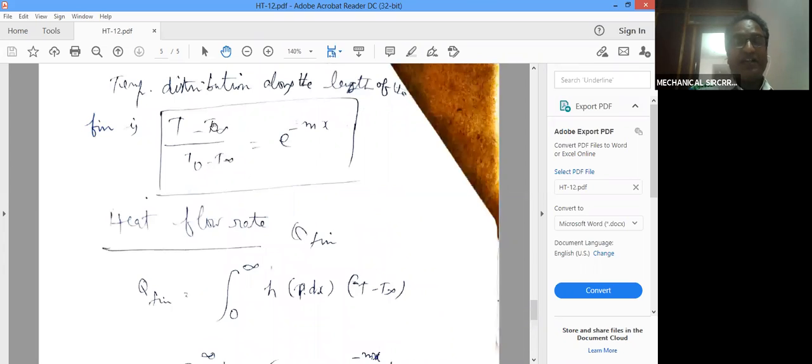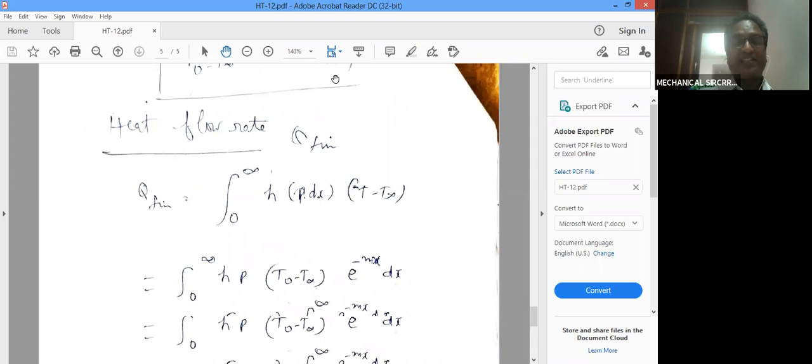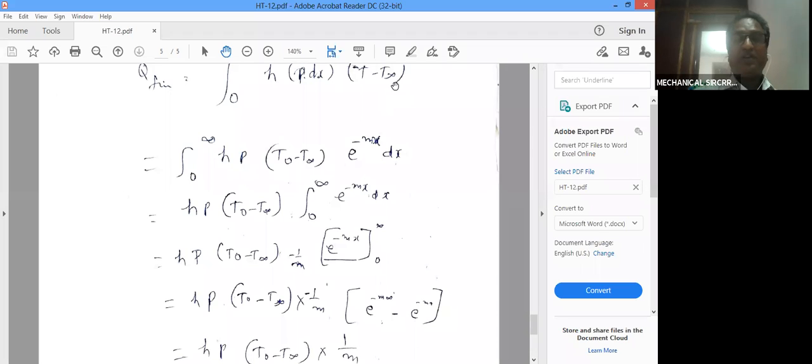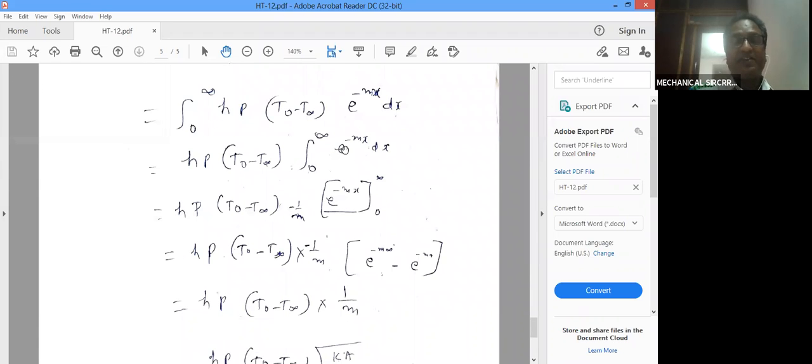T minus T free stream is equal to T naught minus T free stream into e power minus mx. That's why hP into the T minus T free stream, you can substitute as T naught minus T free stream into e power minus mx into dx. So, integral from 0 to infinity of hP into (T minus T free stream) into e power minus mx dx.